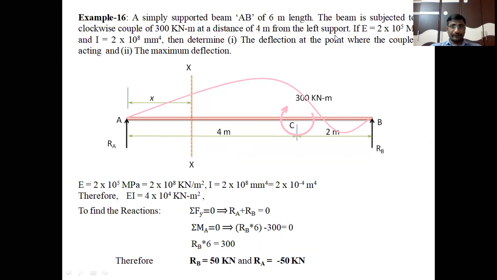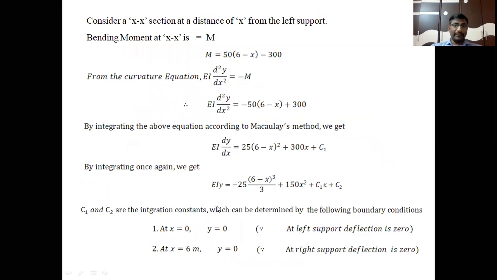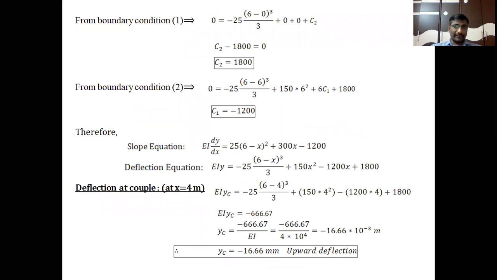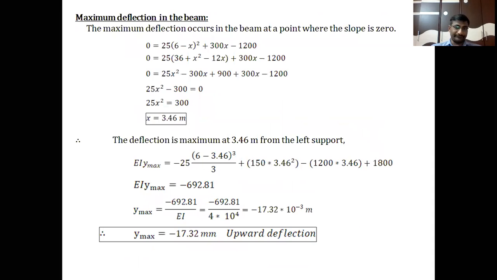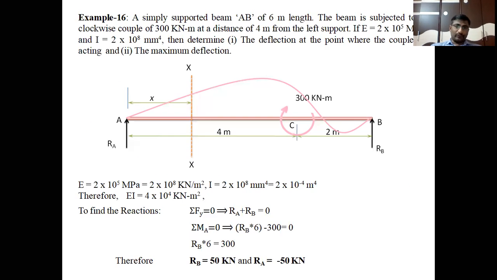But in the problem, these two are asked: deflection at point C and maximum deflection. To find the maximum deflection, some calculations are more. So first of all, set slope equal to 0. After setting slope 0, the value that comes is the x value where the deflection is maximum. By substituting that x value into the deflection equation, we will get the maximum deflection at that point. Like this, you have to find the deflection at particular point C and the maximum deflection. Okay, this is a problem which is asked at 2 points.